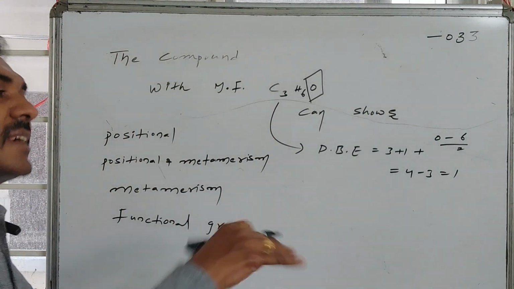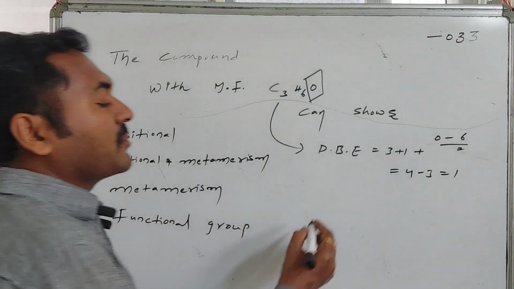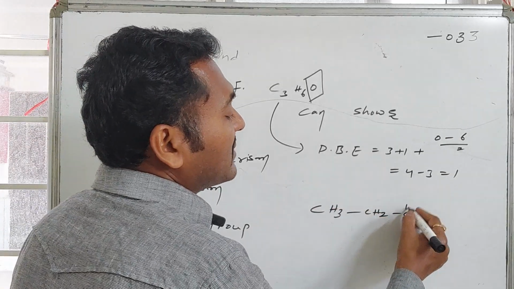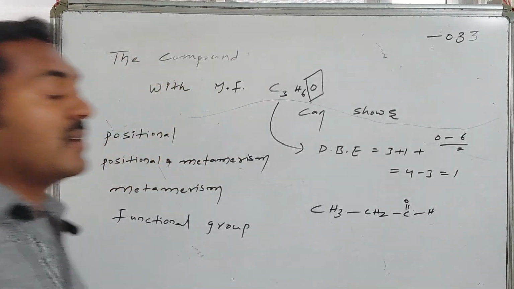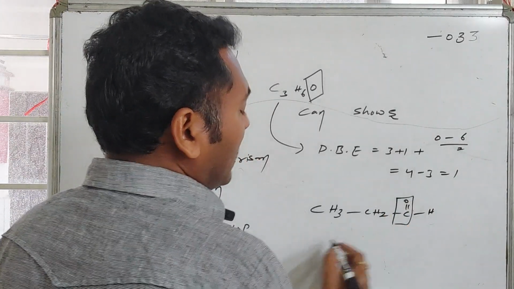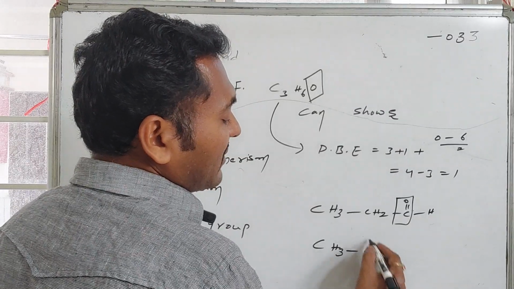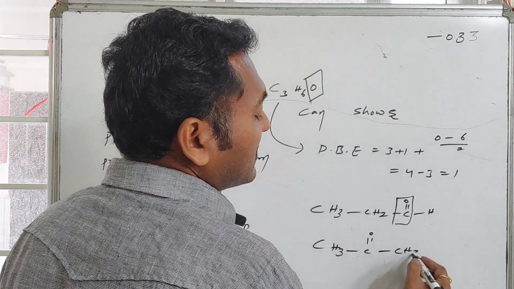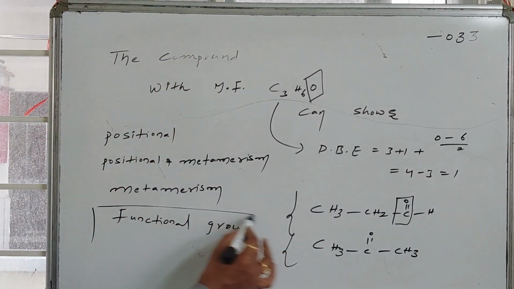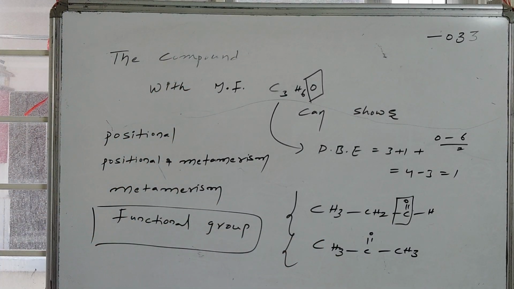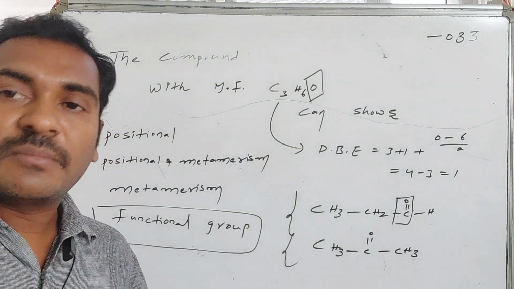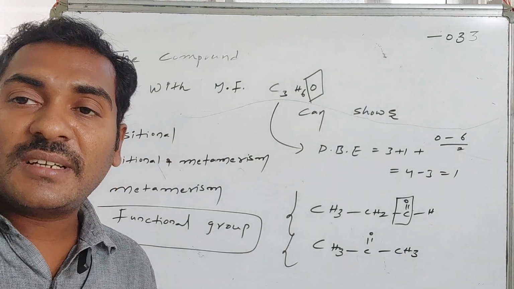By maintaining 1 double bond, if I write this particular compound, this may become CH3, CH2, followed by C double bond O, H. In another form, if I want to write by maintaining 1 double bond, I can keep that C double bond O in the interior. That will become CH3, CO, followed by CH3. These two are said to be functional group isomers. One is the aldehyde functional group, second one is the keto functional group. Hence, these two become one to the other as functional isomers.